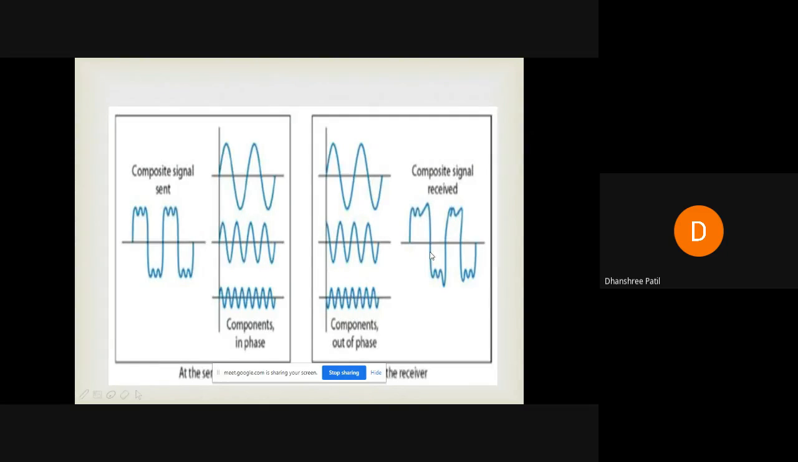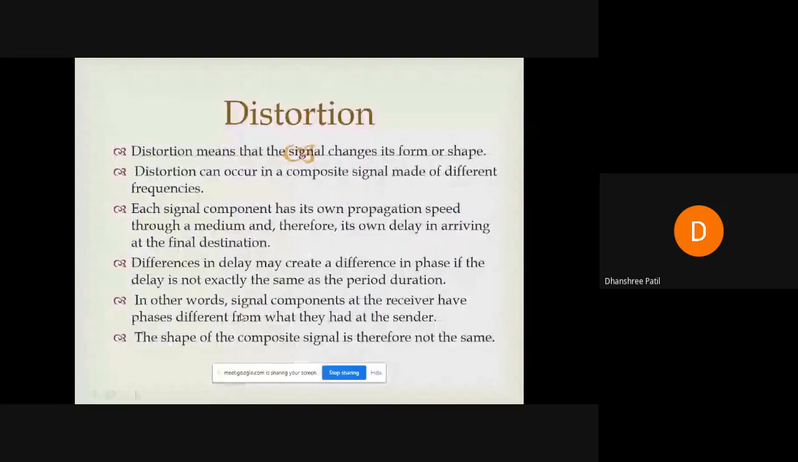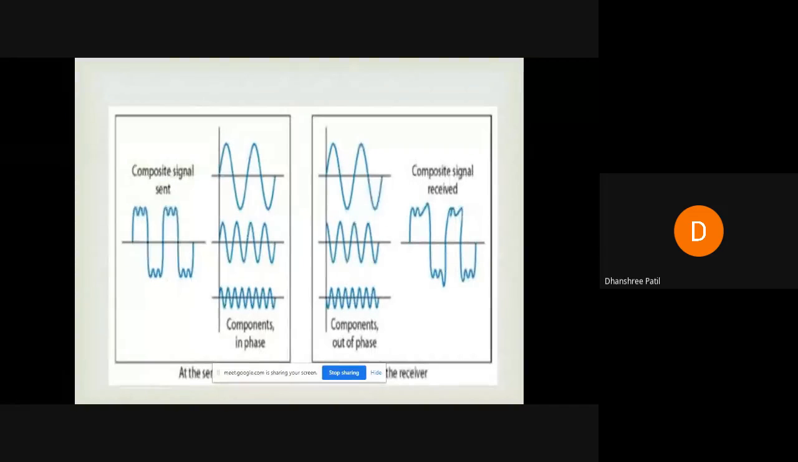What is said here is that the signal components at the receiver have phases different from what they had at the sender. Now yesterday we have seen the concept of a phase. What is meant by phase?